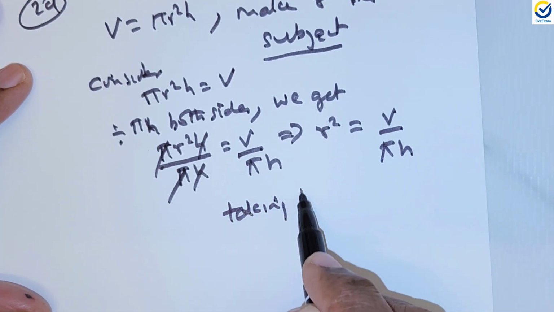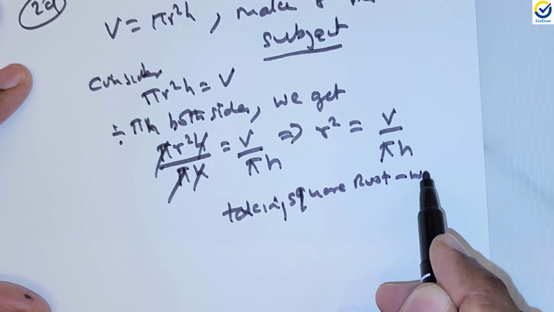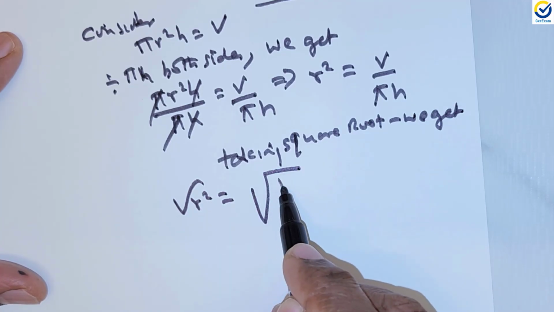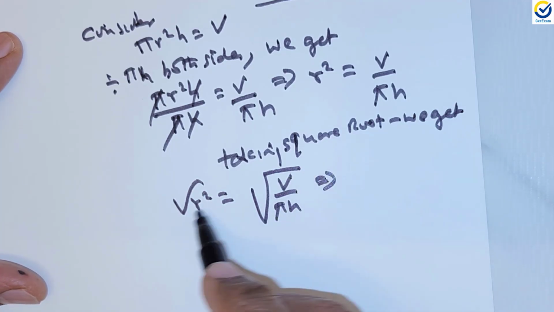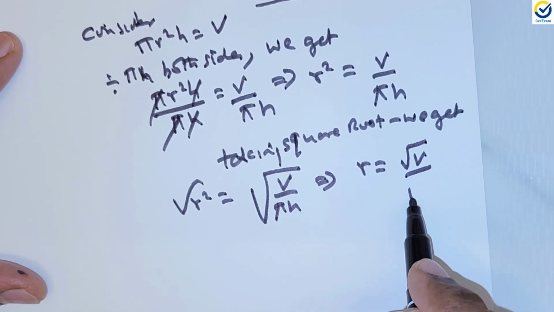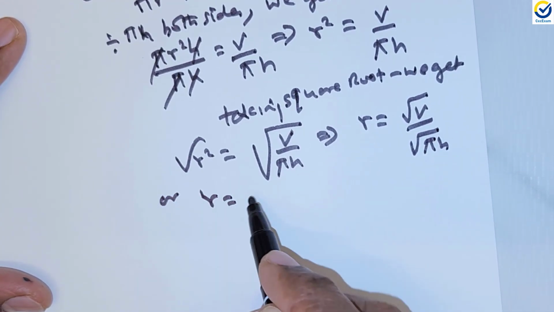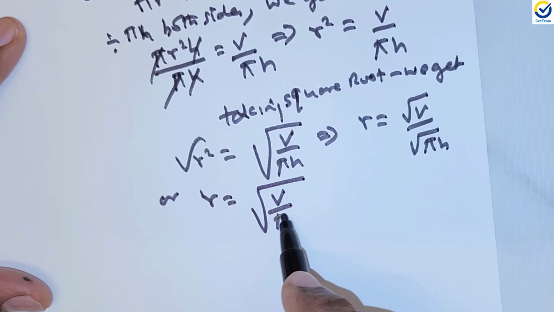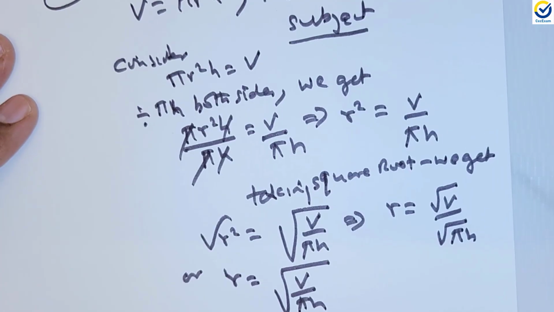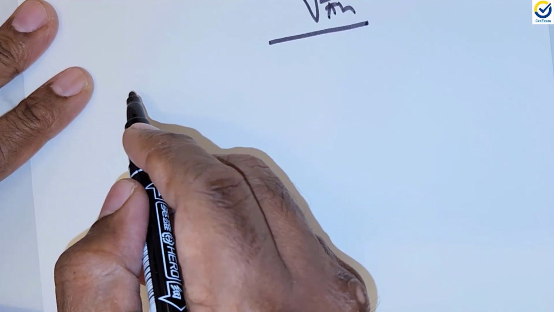So taking the square root, we get the root of r squared is equal to the root of V over pi times h. So this means you get r is equal to the root of V over the root of pi times h. You can either write it like this or you can write it like this, r is equal to the root of V over pi times h. So this is the final solution to this question. Okay, now let us move on.